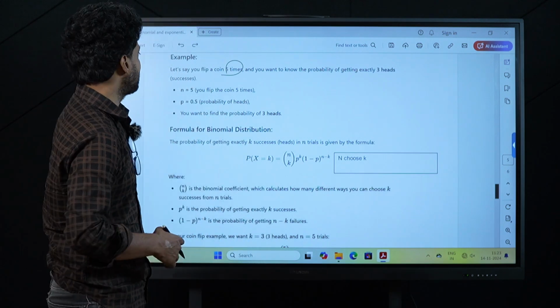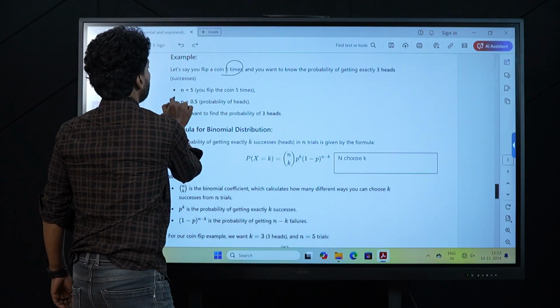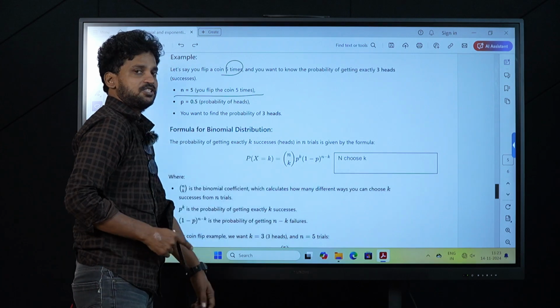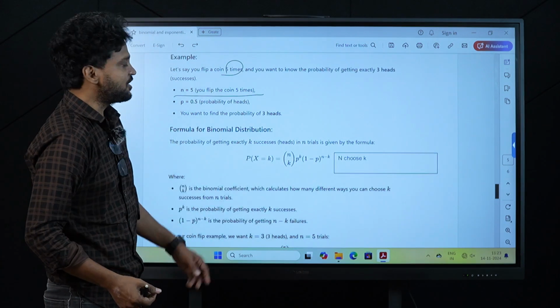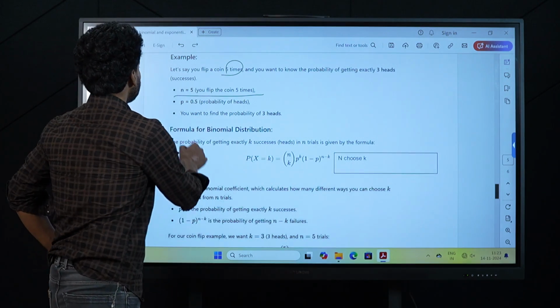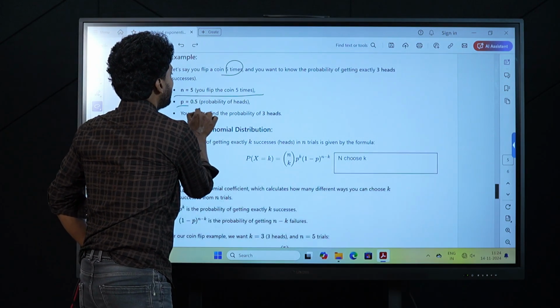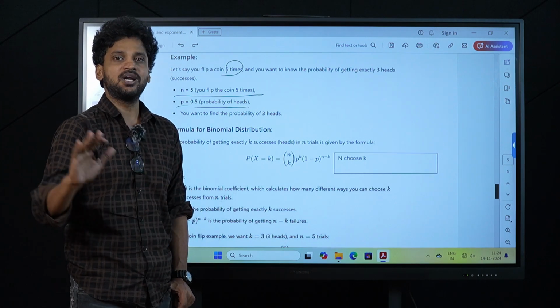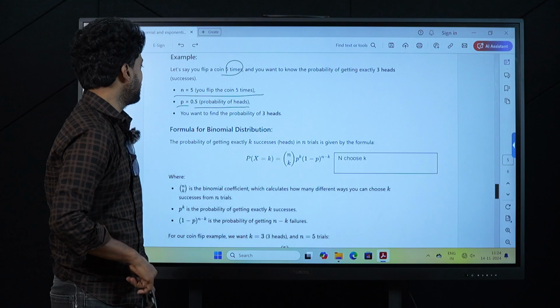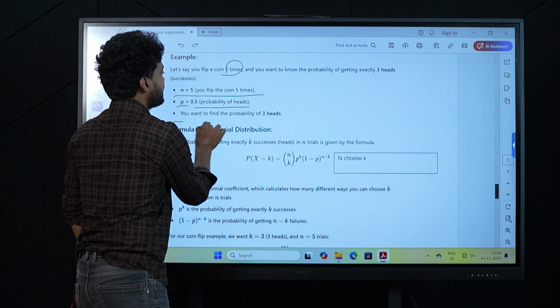Now let us understand the terms involved. n is equal to 5, you flip the coin 5 times. This is the total number of trials. p is equal to 0.5, the probability of getting head is 0.5. Every time it will be 0.5 and there is no relationship between the results. And the second thing, you want to find the probability of 3 heads.